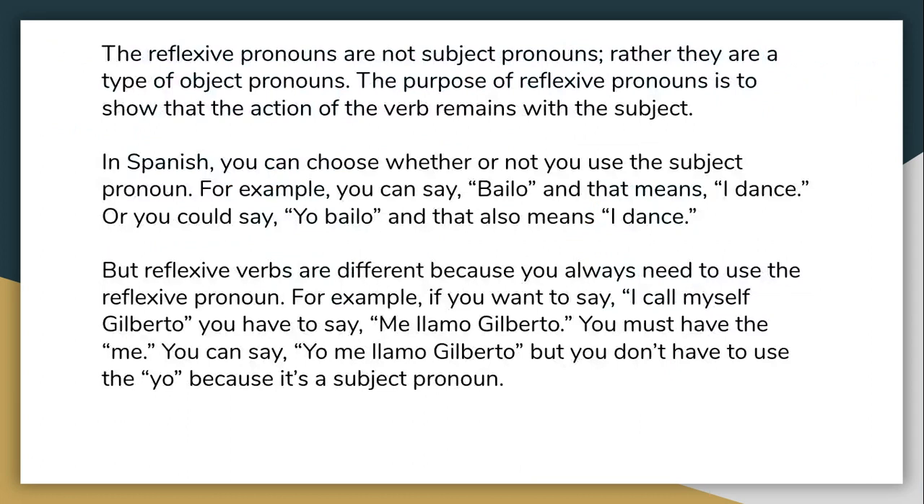In Spanish, you can choose whether or not you use the subject pronoun. For example, you can say bailo, and that means I dance. Or you could say yo bailo, and that also means I dance. So you have a choice. You can say the yo, but you don't have to.